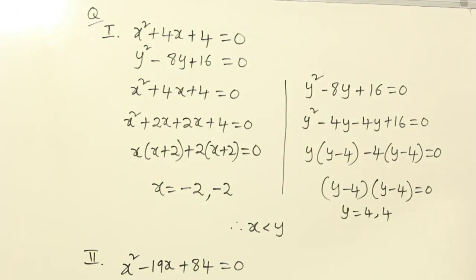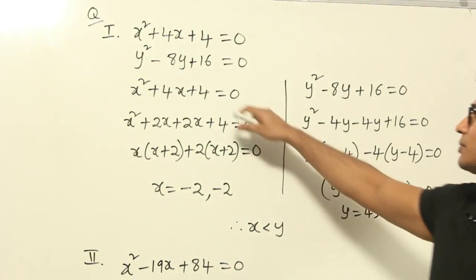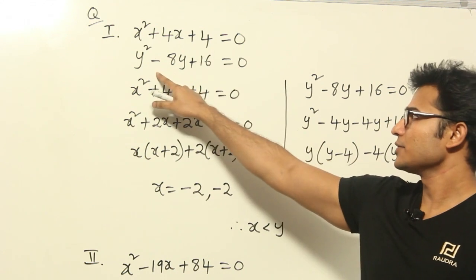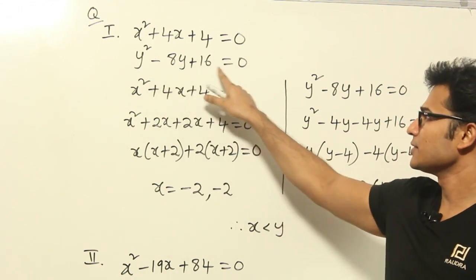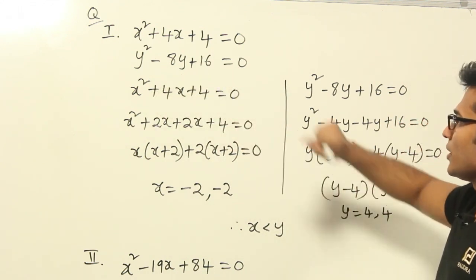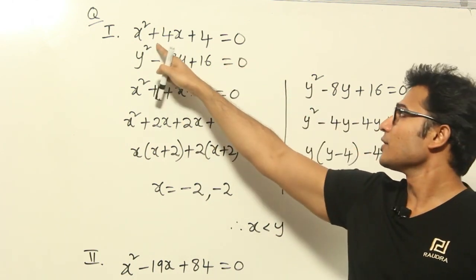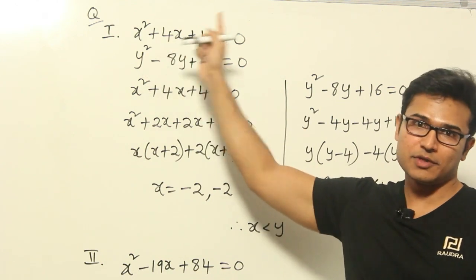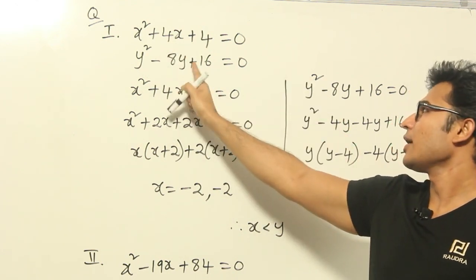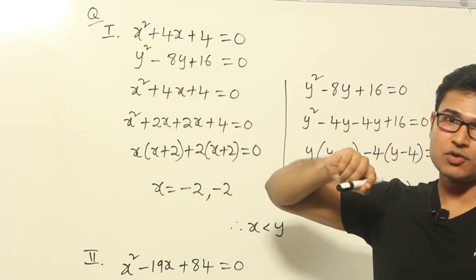Now let's see these quadratic equations given. One is x square plus 4x plus 4 equal to 0. The other is y square minus 8y plus 16 equal to 0. If you observe them, you could directly write them in the (a plus b) whole square formula like this. (x plus 2) whole square is going to be this expression, isn't it? And here I think (y minus 4) whole square is going to be this expression.